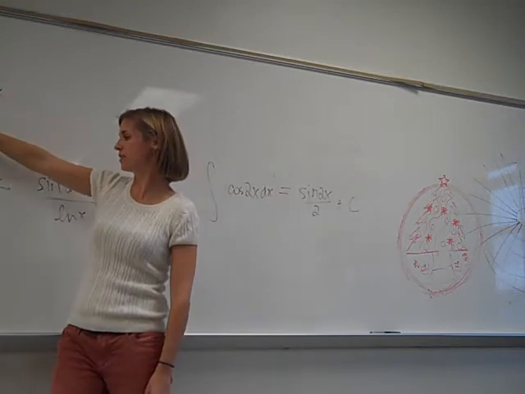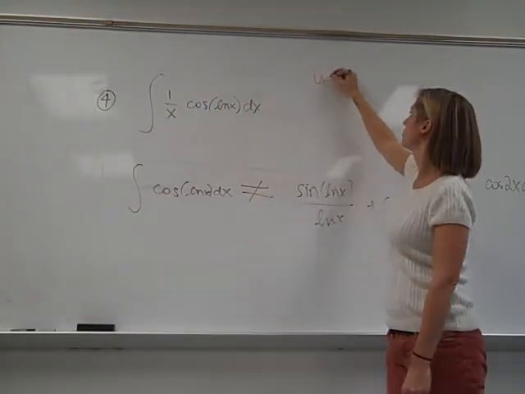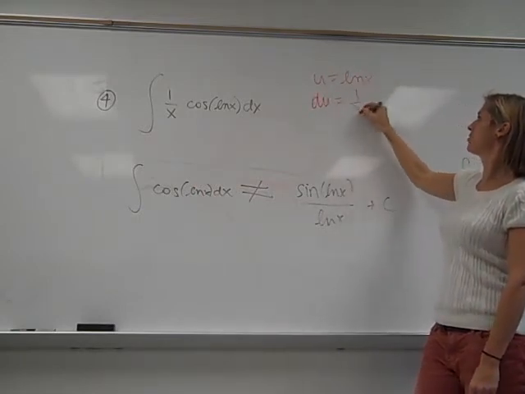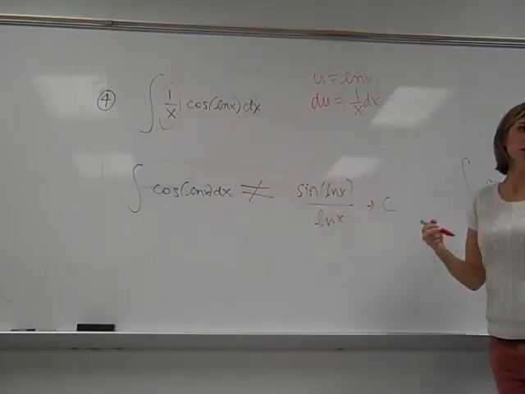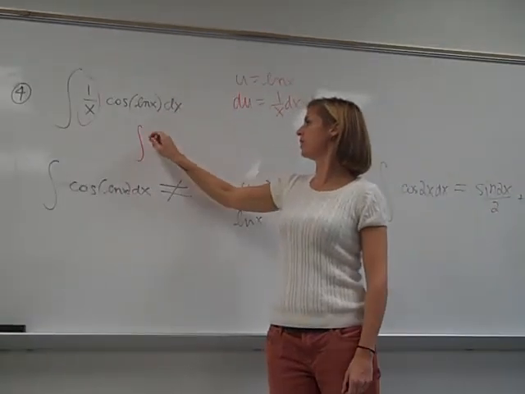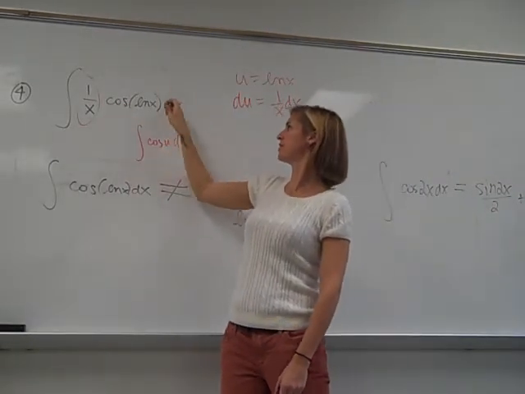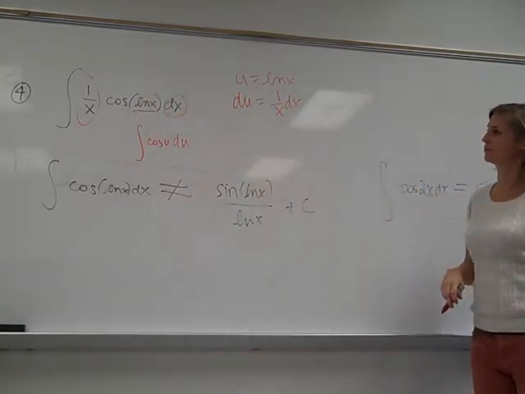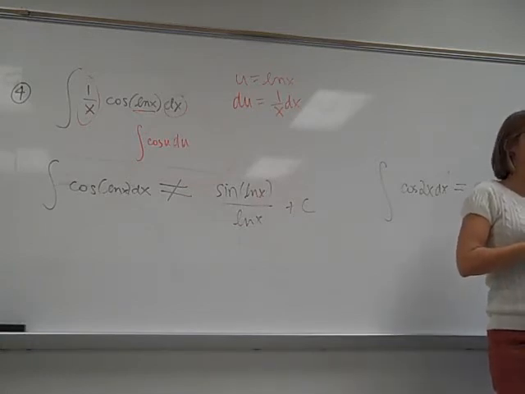But I can do this one, because if you pick u to be the natural log of x, well, the derivative of that is 1 over x dx. So that's why they put that in there, so that you'd be able to do it. So that you could turn this into the integral of the cosine of u du. The 1 over x dx is your du, and then the ln x is your u. Got it?